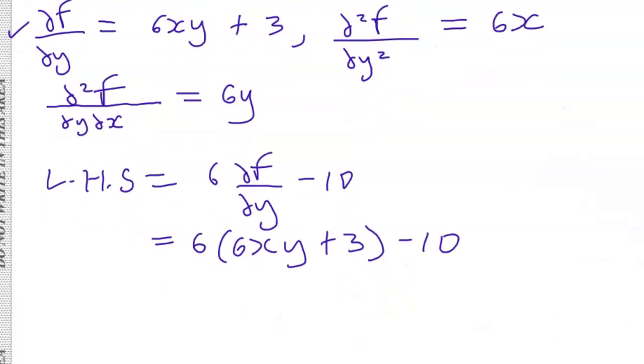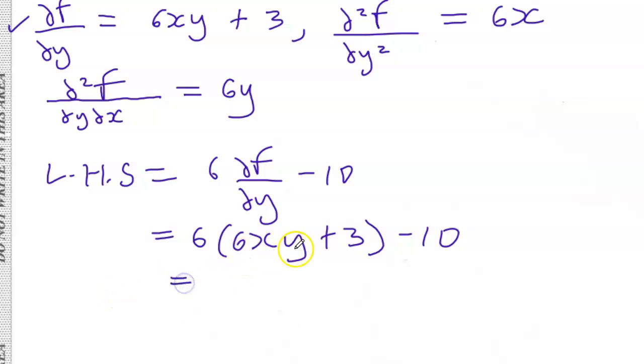If we expand, we end up with 6 times 6xy, that's 36xy, and 6 times 3, that's 18. 18 minus 10 is 8. So the left hand side is 36xy plus 8.